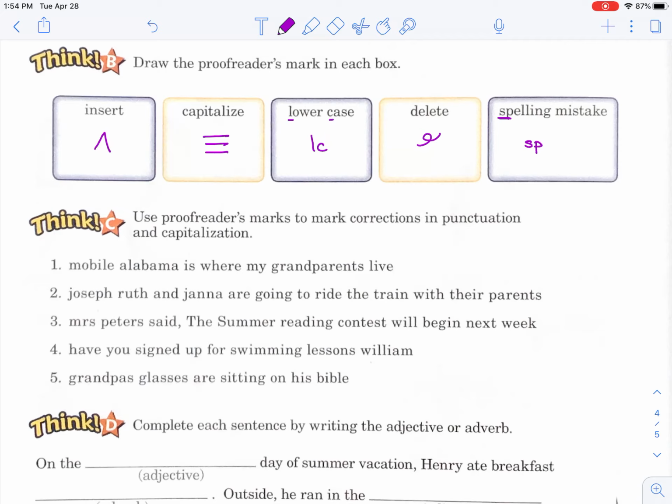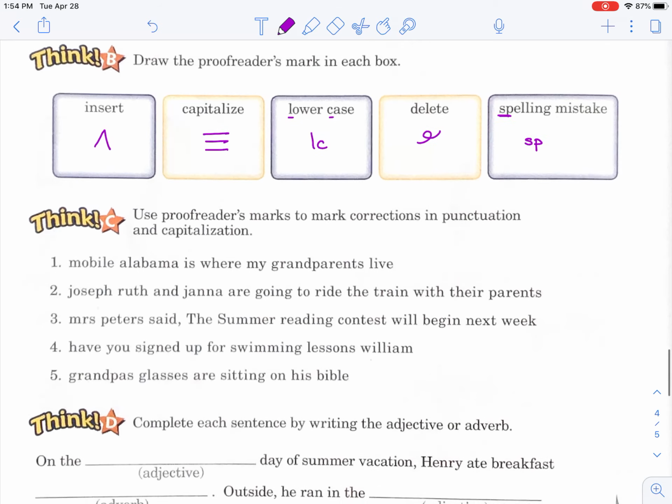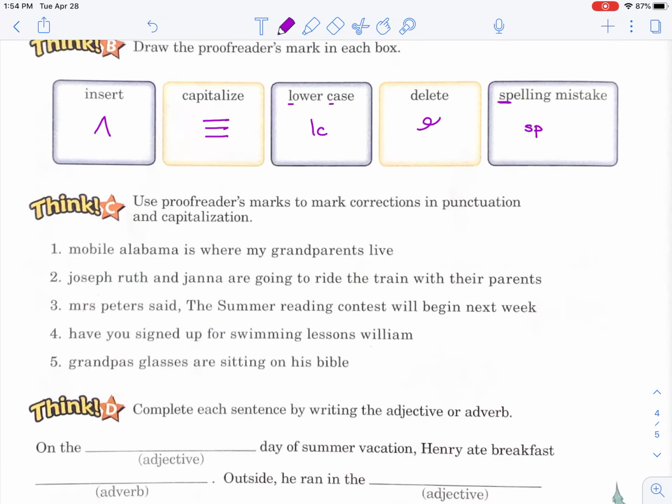Okay, now it says use proofreader's marks to make the corrections in punctuation and capitalization. So now we're going to use these things up here, the proofreader's marks, to mark the corrections for these sentences right here. Okay, so let's do this slowly. Boys and girls, warning: you are so bright and you have worked so hard. Our language arts test on Google Classroom is one of the trickiest ones there is.